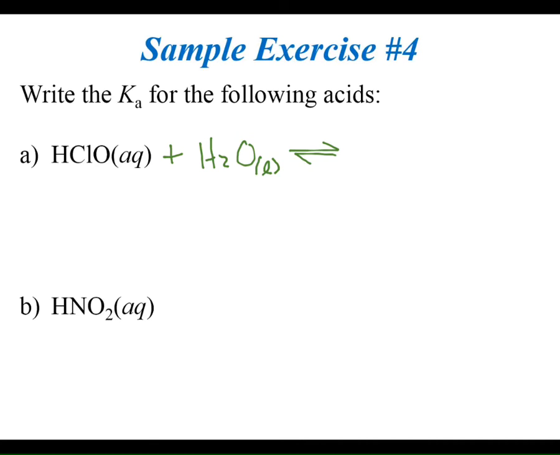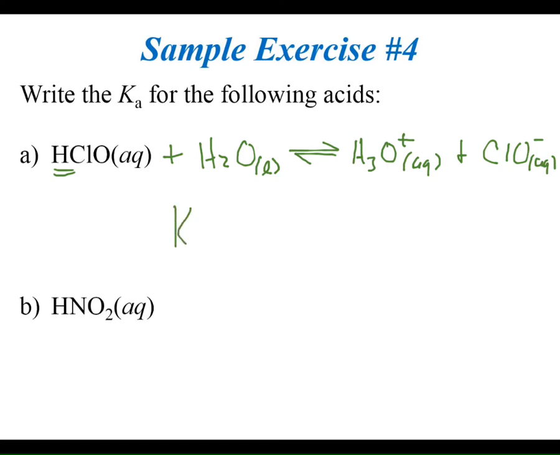So, if I put it into water, what would the two products be? What's one of the products? One of the products is easy. H3O plus. Good. That's one of the products. Yes, and once it loses this H plus, it leaves behind the ClO. If it lost the plus, it must be negative. So, how would I write the Ka for that?